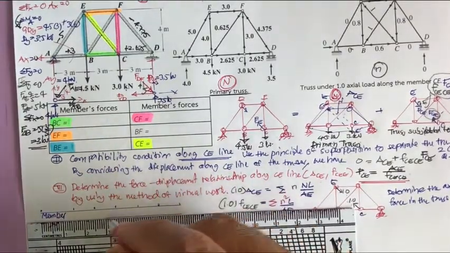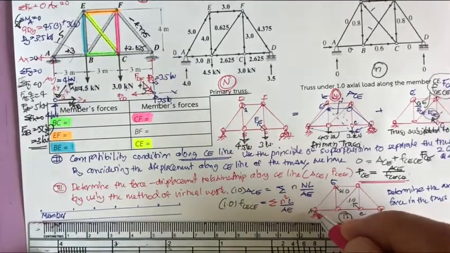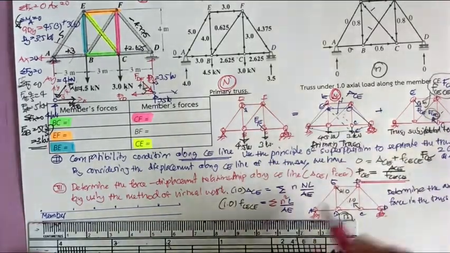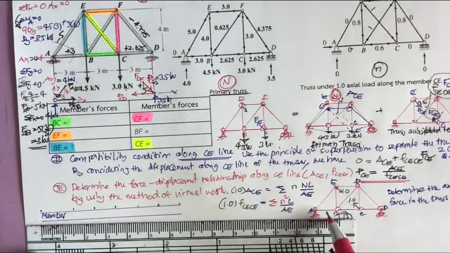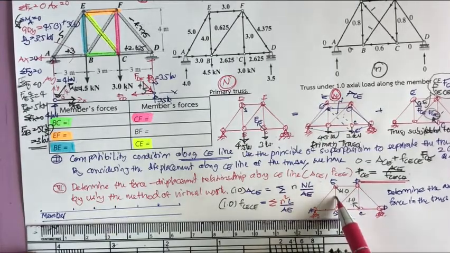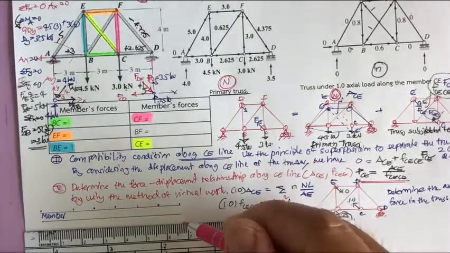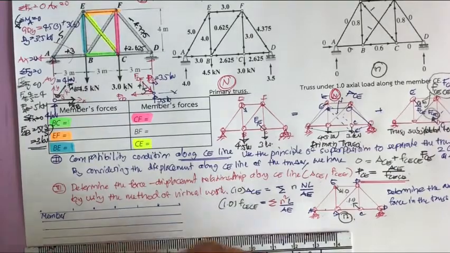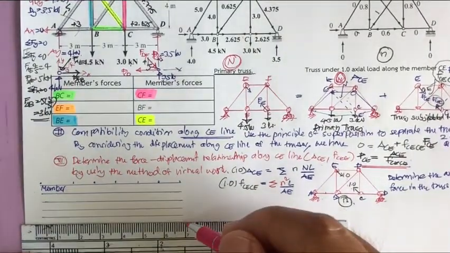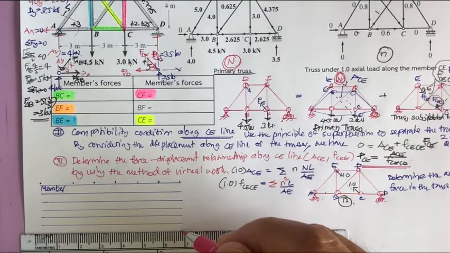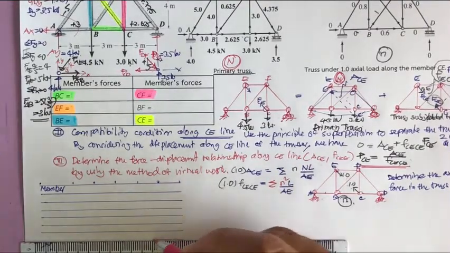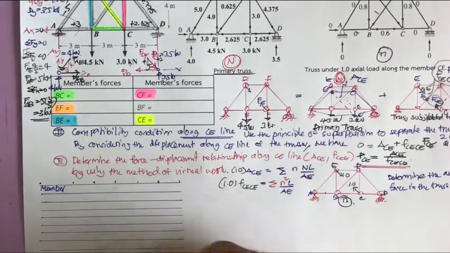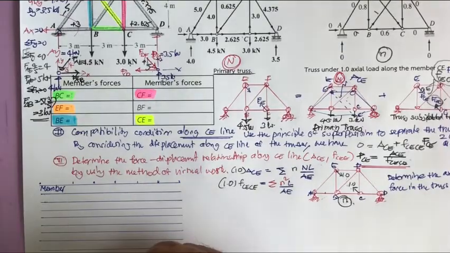Okay, and then from the equation we have the members A, B, C, D, E, F, and the author. How many members do we have? 1, 2, 3, 4, 5, 6, 7, 8, 9, 10. So we have 10.